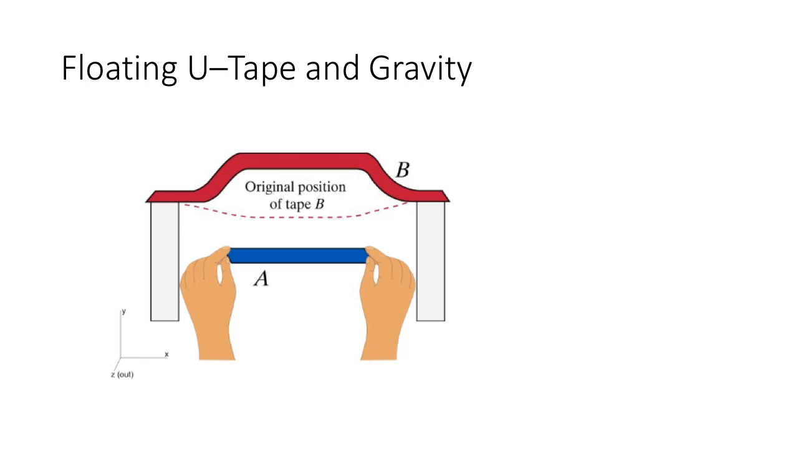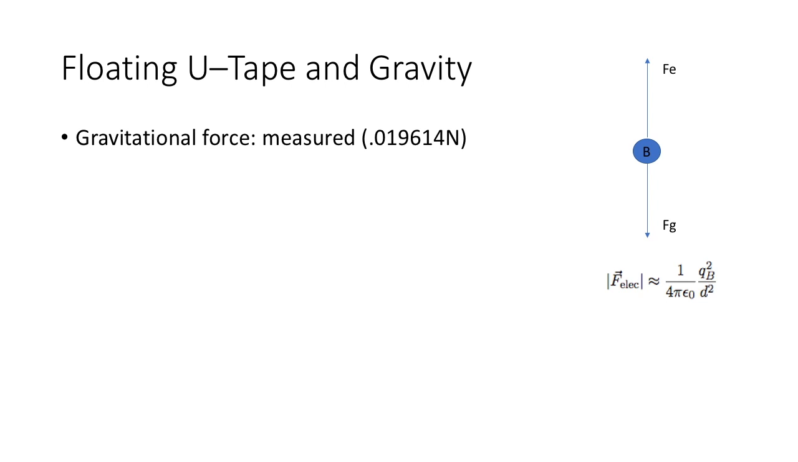Now, floating U-tape and gravity. The second experiment wanted us to estimate the charge on a U-tape. So we approached two U-tapes in a horizontal fashion, and one was blocked by two supports until the B-tape floated in space and therefore in equilibrium. So the free body diagram on the right describes the distribution of forces onto tape B in static equilibrium. So force of gravity acts on tape B, and the electrostatic force of tape A acts on tape B.